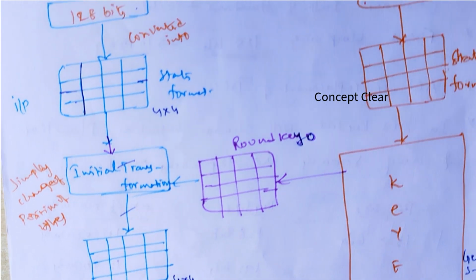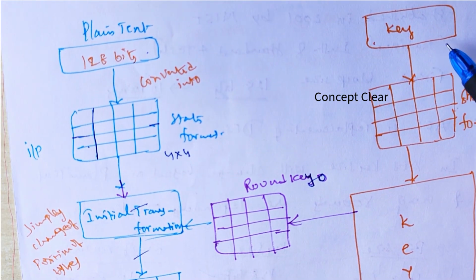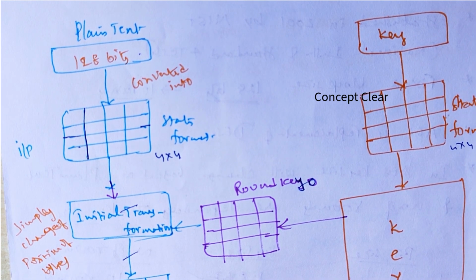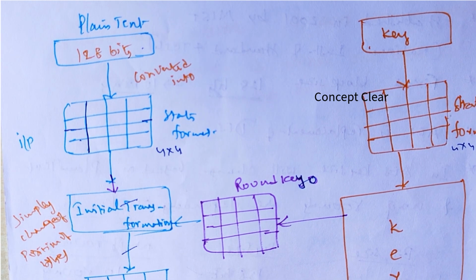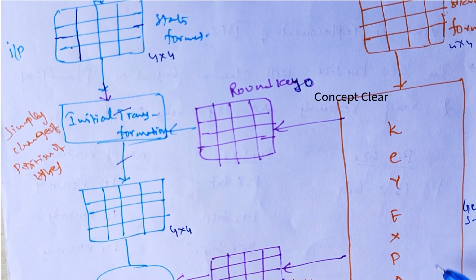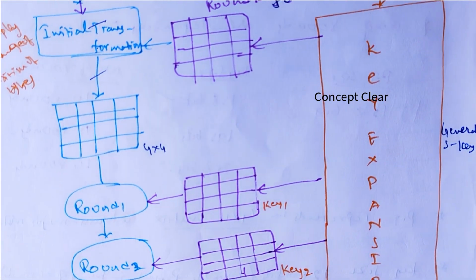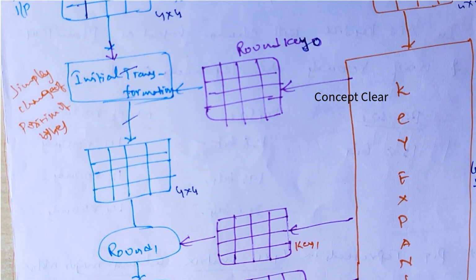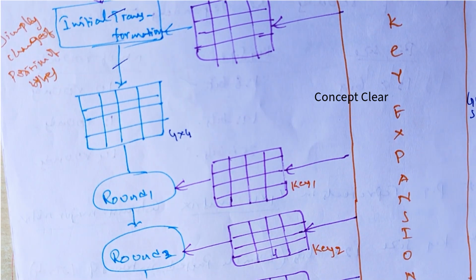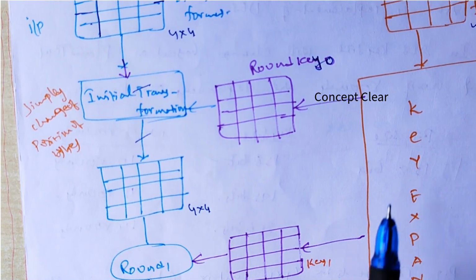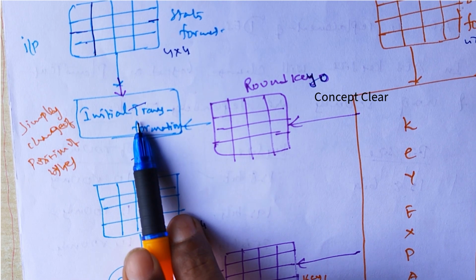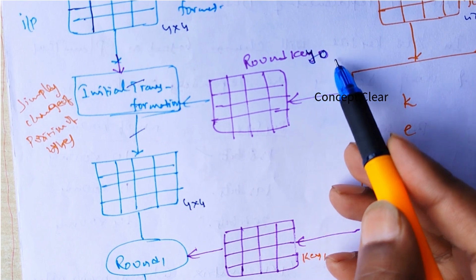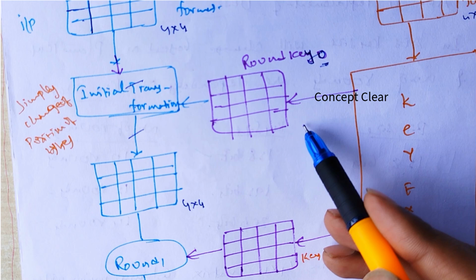From where? From the key. From the right side we take the key, and the key is also converted into a 4 into 4 state format, and then the output goes to the key expansion block. The key expansion block generates the subkeys for each round operation. At the time of the initial transformation, the key expansion generates round key 0.